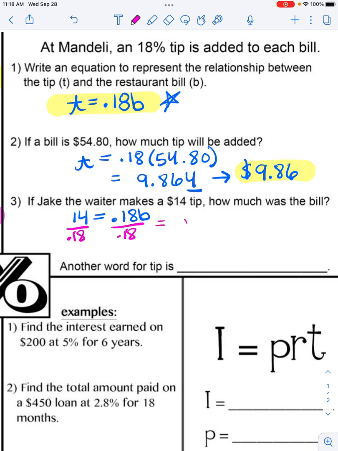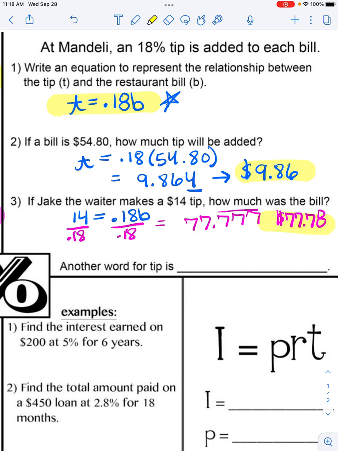77.7, it goes like this, 77.777, forever and ever. So we can round that off to find out that the bill here was $77.78. So $77.78. If we checked it and multiplied it by 0.18, we would get $14.